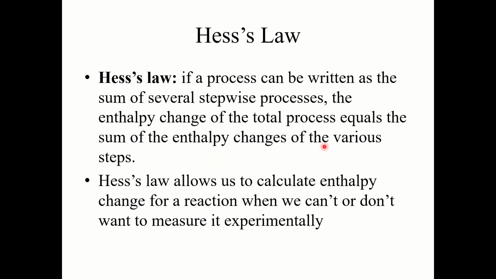Alright, the second way to calculate these delta H values theoretically is to use Hess's law. So Hess's law states that if a process can be written as the sum of several stepwise processes, the enthalpy change of the total process equals the sum of the enthalpy change of the various steps. Hess's law allows us to calculate enthalpy change values for a reaction when we can't or don't want to measure it experimentally.